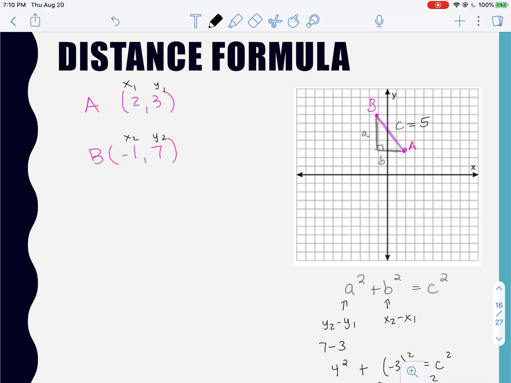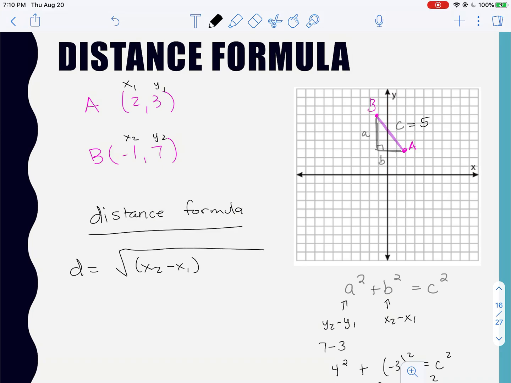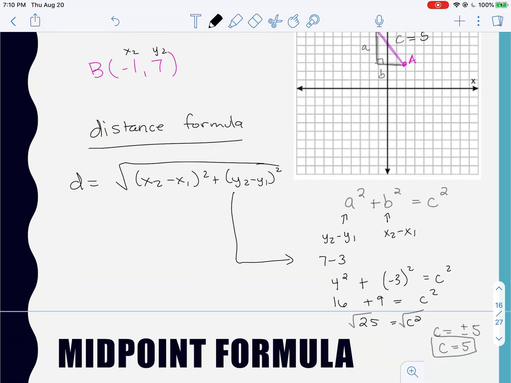So you can always use the Pythagorean theorem to find the distance between 2 points, or you can memorize the distance formula. And the distance formula is just: the distance is equal to the square root of (x2 minus x1) squared plus (y2 minus y1) squared. That is the Pythagorean theorem. So we're getting it straight from what we just did.